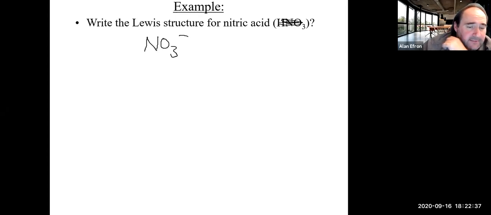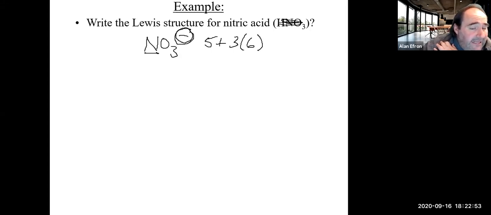Okay, let's take a look at this one. A little bit slightly different. We got a couple of things going on here. So we want to follow the same approach. So nitrogen is group number 5 on the periodic table. There are 3 oxygens, each is group 6, and we do have a negative charge here for this polyatomic ion.